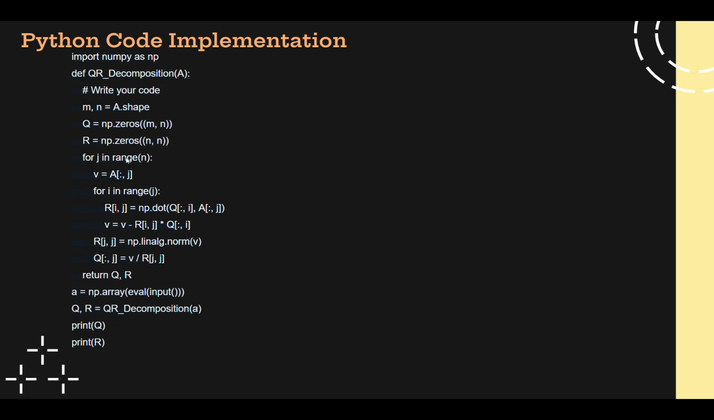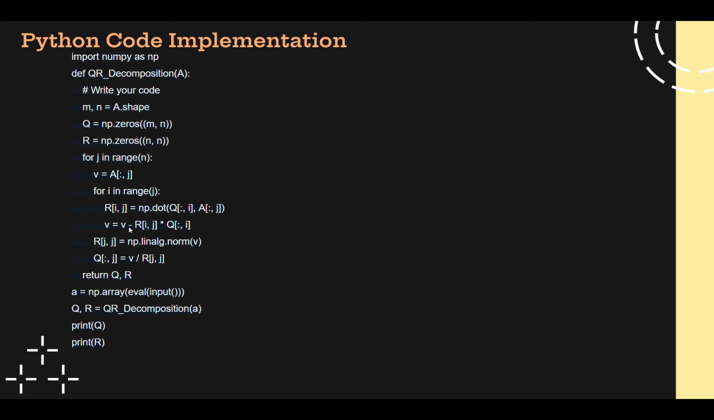Now we loop through each column of A. The variable j represents the current column we are working on. We extract the jth column of A and call it v. This is the column we are going to orthogonalize. Then we loop through the previous columns of Q using i. This is to make v orthogonal to those columns. Here we calculate the projection of v onto the ith column of Q. The result is stored in R[i][j], which represents the magnitude of the projection.